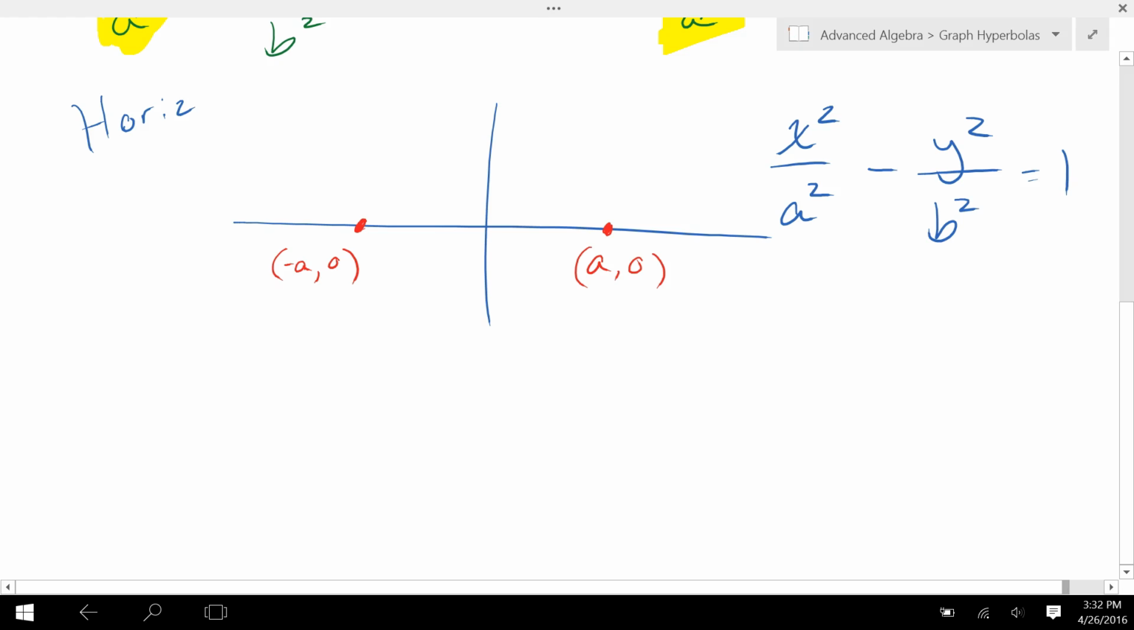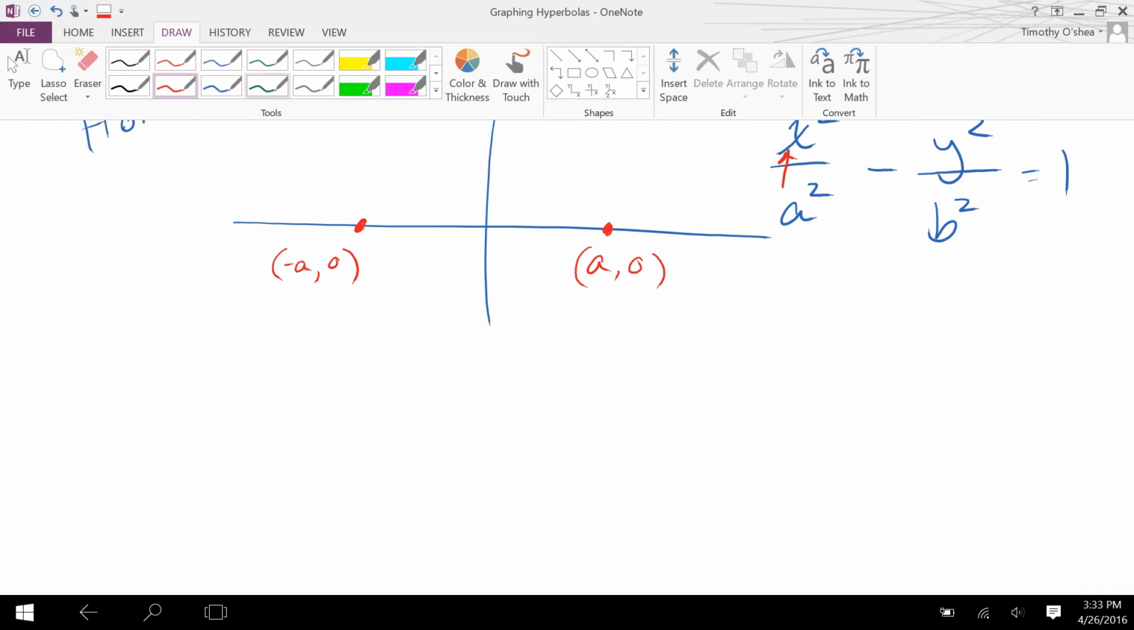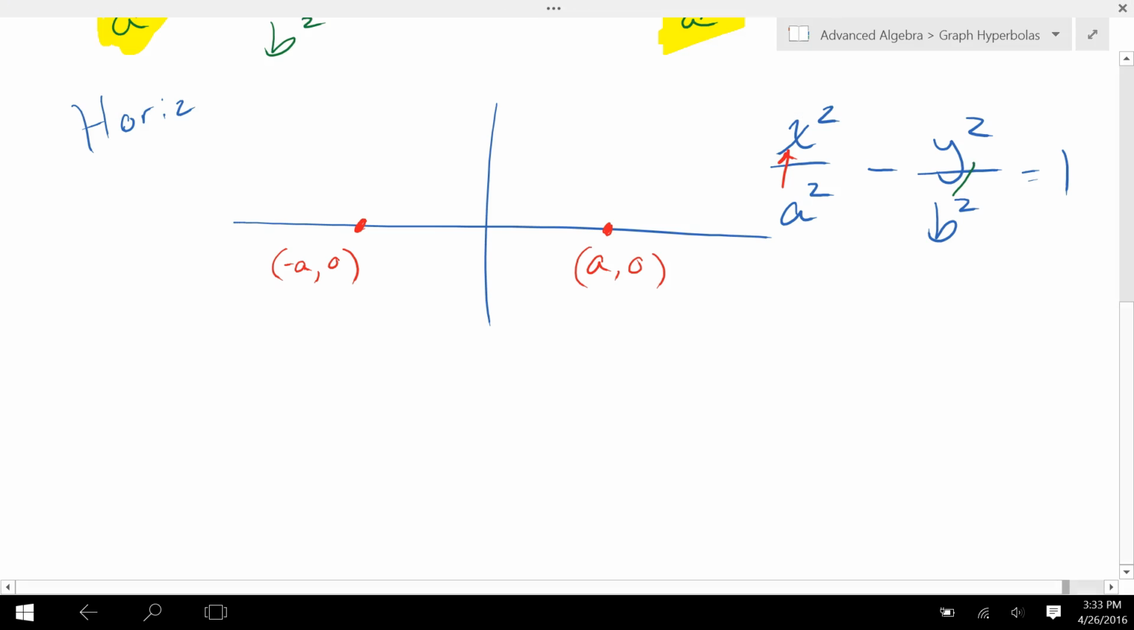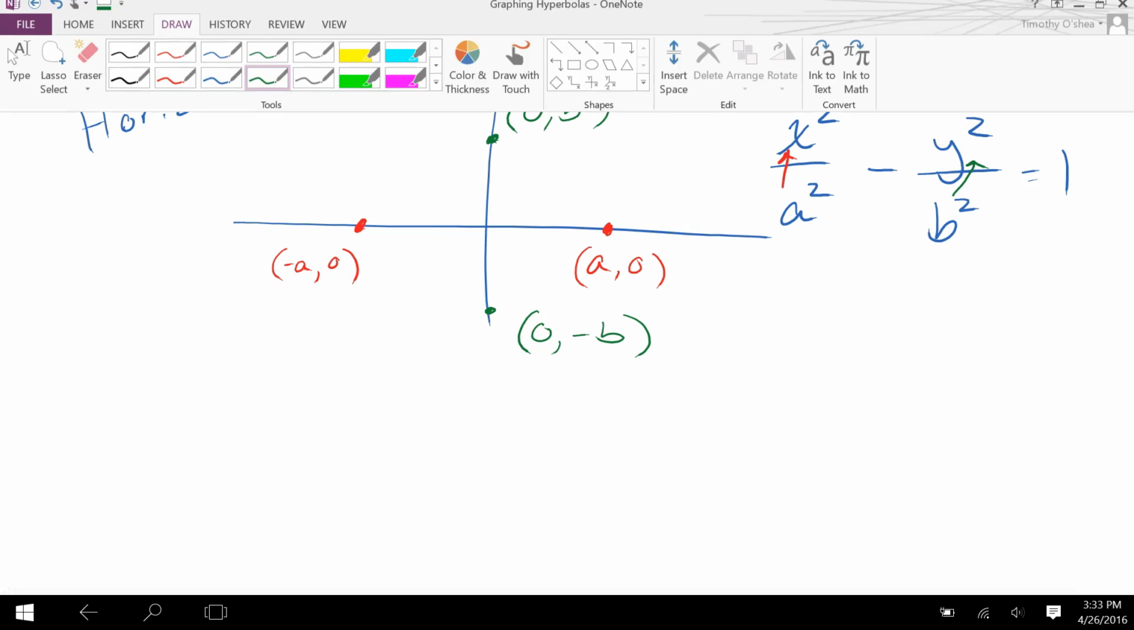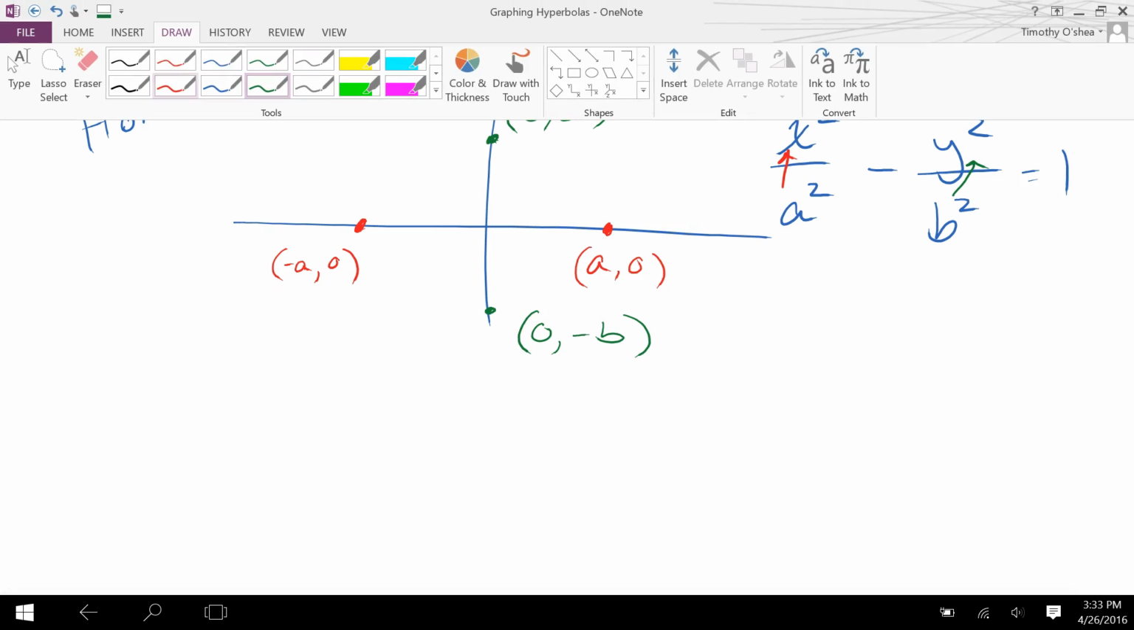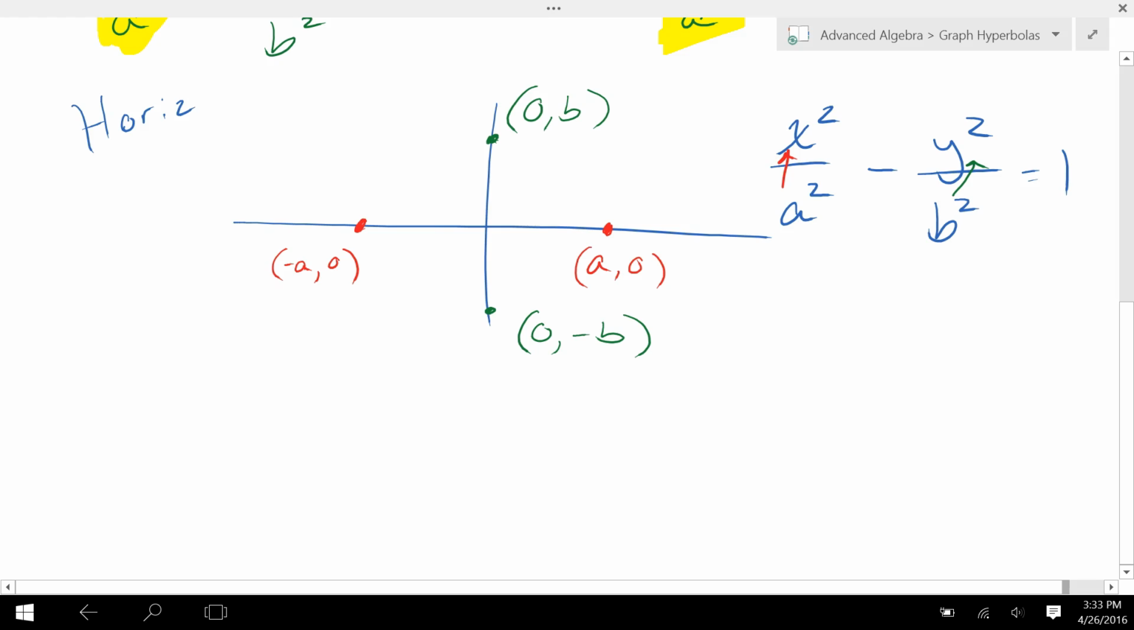So we always start off by plotting our vertex, our a value, and in this case it was in the x, so we plotted on the x-axis. Now we're going to go ahead and plot our b value, which is on the y-axis. So that'll be 0, b, and 0, negative b. Now the b is not going to be really noticeable on the graph. It's just going to be used as a guideline. So the a is the vertex, that's really the point that we care about. The b is more of a guide in terms of how to graph.